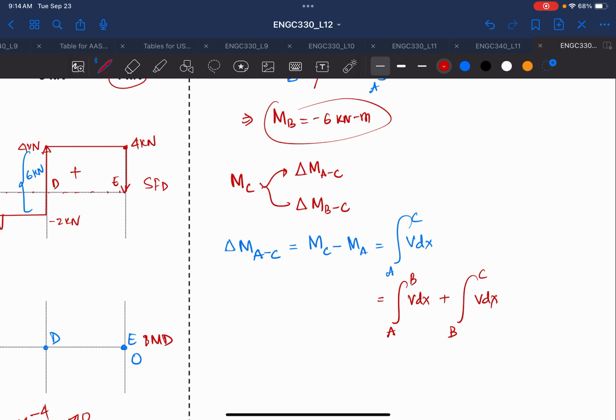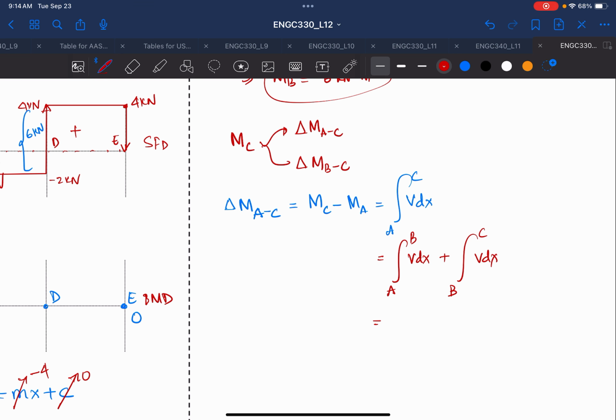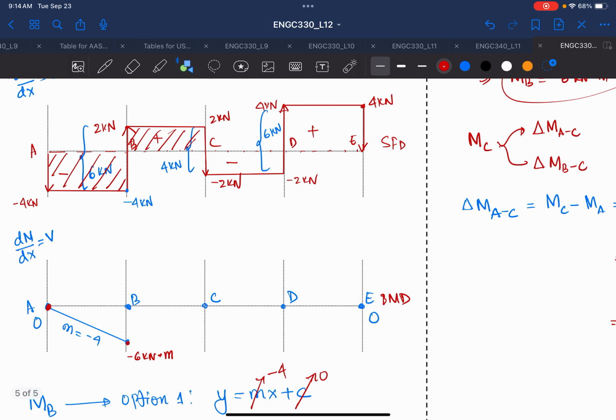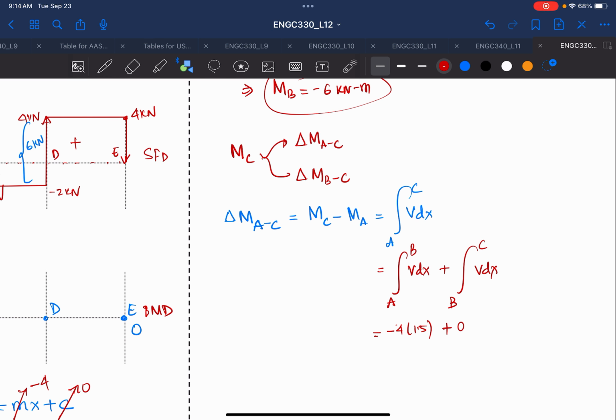From your calculus, you have learned that the integration from A to C is equal to the integration from A to B plus B to C. The integration from A to B we already calculated, that is minus 4 into 1.5. And for B to C, the height is 2 kilonewton and the distance is 1.5. Please remember that the sign is positive, so 2 times 1.5. So this will be equal to minus 6 plus 3, which is minus 3 kilonewton meter.